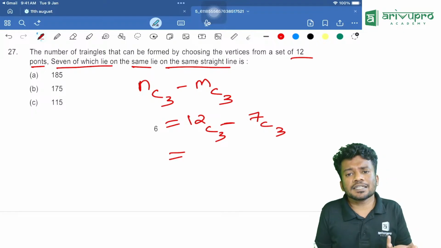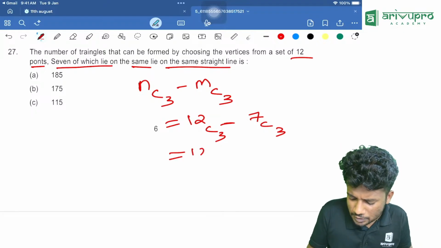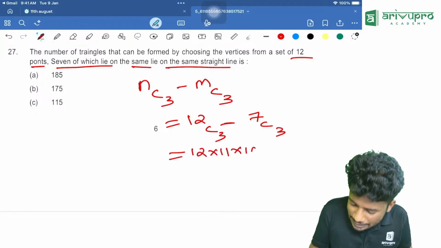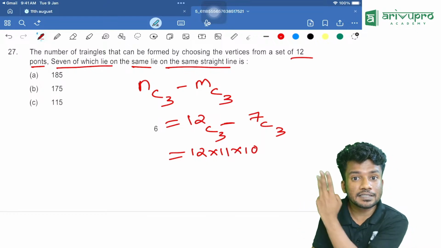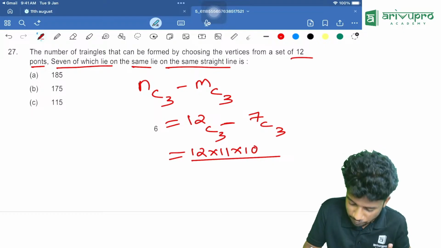How to find 12C3? Directly use the formula. That is 12 into 11 into 10, because 3 is the r value over here. So we will only write 3 terms divided by 3 factorial.